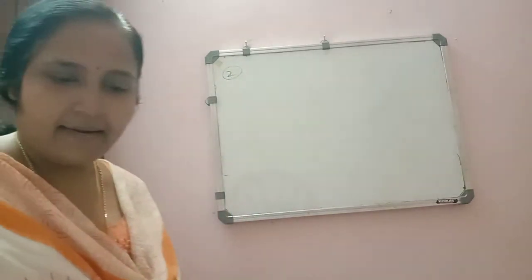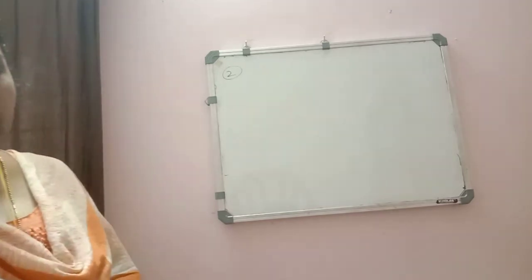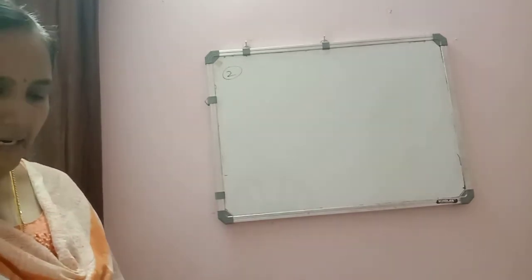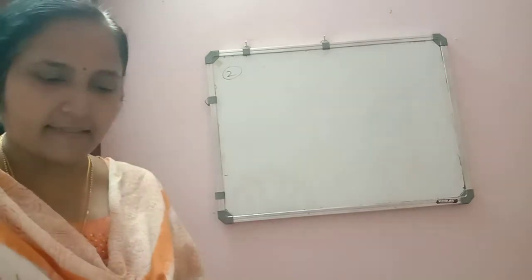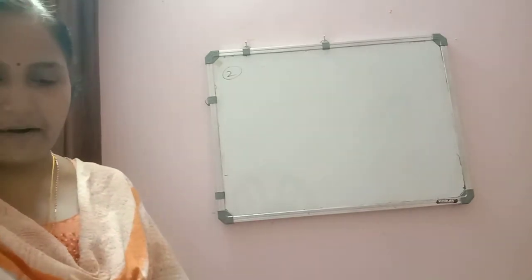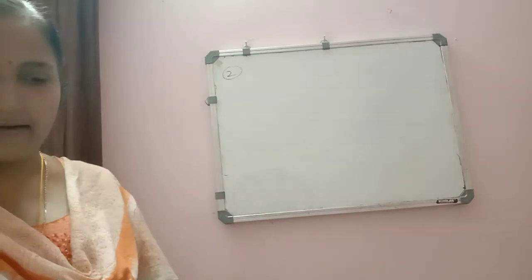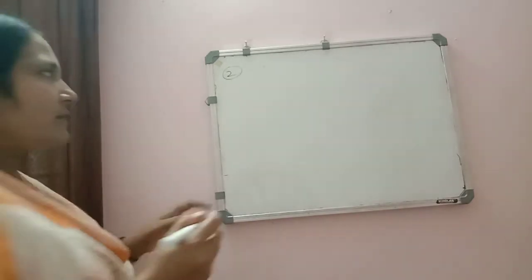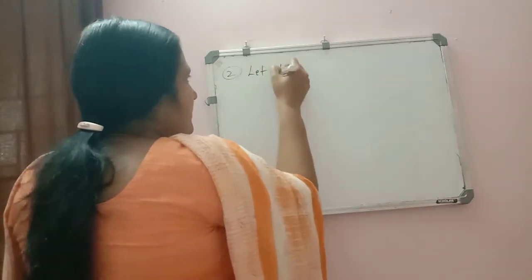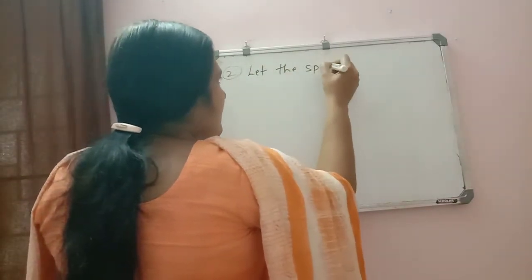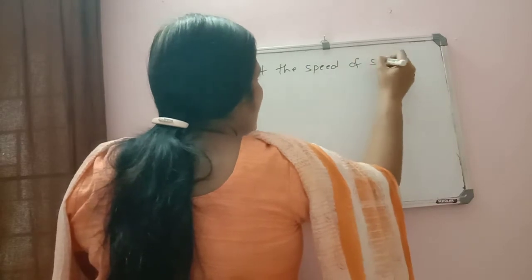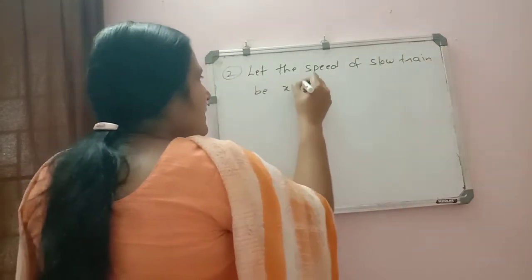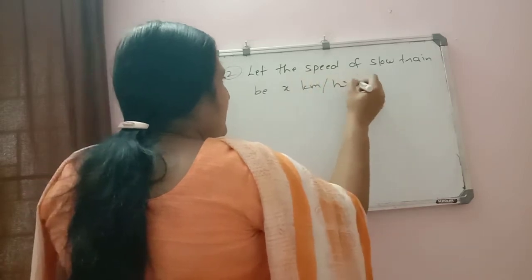A fast train takes 3 hours less than a slow train for a journey of 600 km. So two trains are there. They are covering the same distance, that is 600 km, with different speed there. So we'll take the speed of the slow train as x. We'll write, let the speed of slow train be x km per hour.